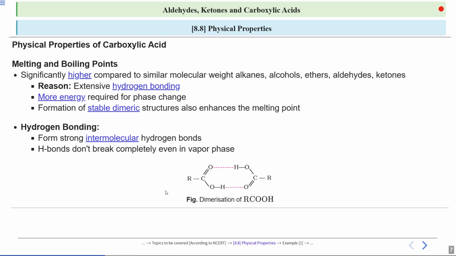If you look at this particular image, you will see the dimerization of carboxylic acid. This is one molecule of carboxylic acid and this is another molecule of carboxylic acid, connected by hydrogen bonds. This red line is the hydrogen bonding, where this oxygen has a partial negative charge and hydrogen has a partial positive charge. Similarly over here, this hydrogen has a partial positive charge and this oxygen a partial negative charge. So both molecules are connected by intermolecular hydrogen bonding.